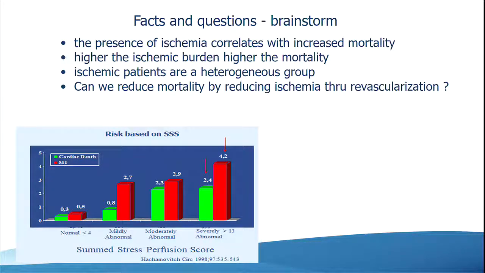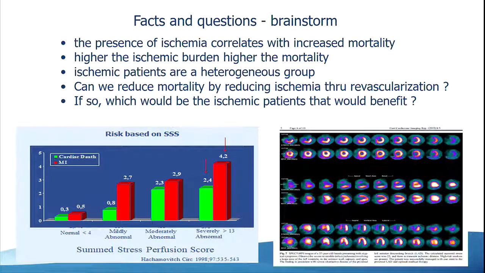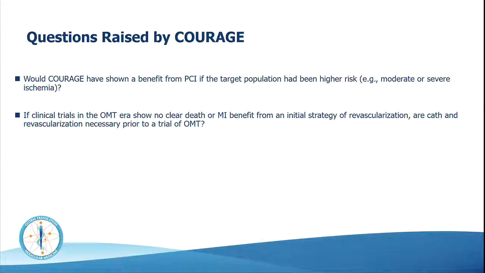The question is, can we reduce mortality by reducing ischemia through revascularization? And if so, which would be the ischemic patient that would benefit from revascularization? Would this be the patient, perhaps? Some questions were raised by the COURAGE study that was published in the New England Journal in 2007. And basically, the same group of people that worked on the COURAGE trial is now working on the ischemia trial. Would COURAGE have shown a benefit from PCI if the target population had been higher risk, moderate or severe ischemia?